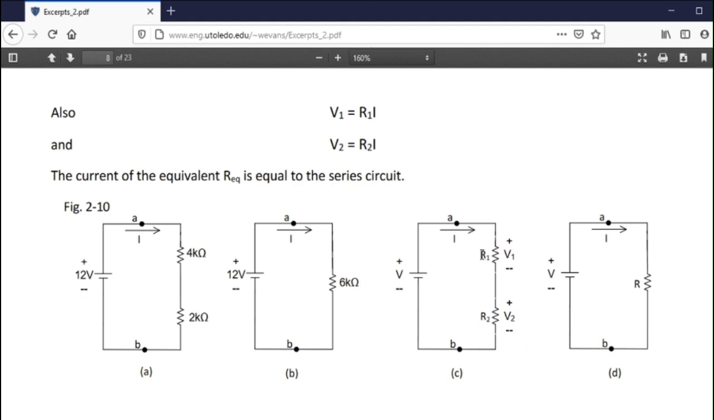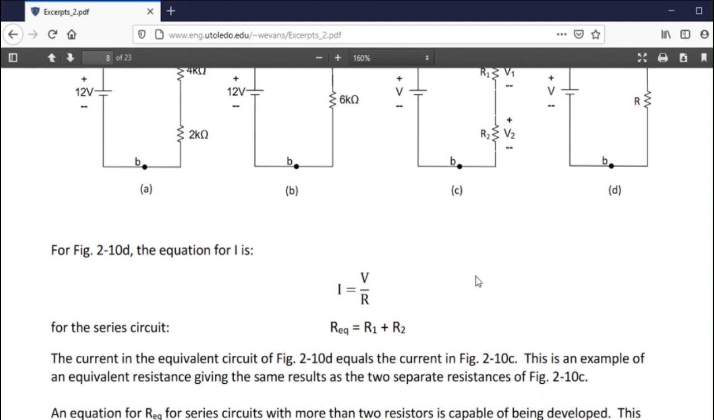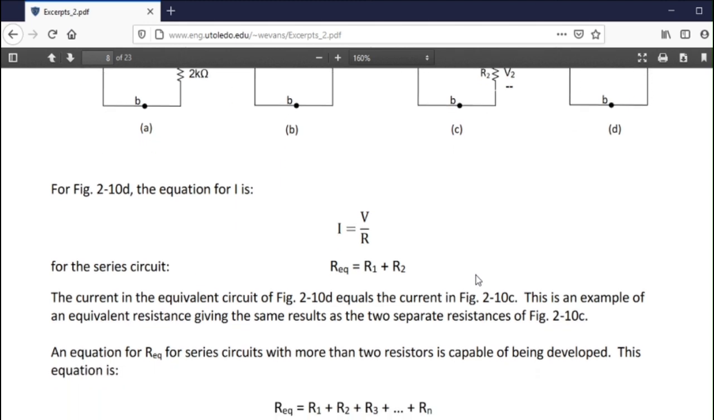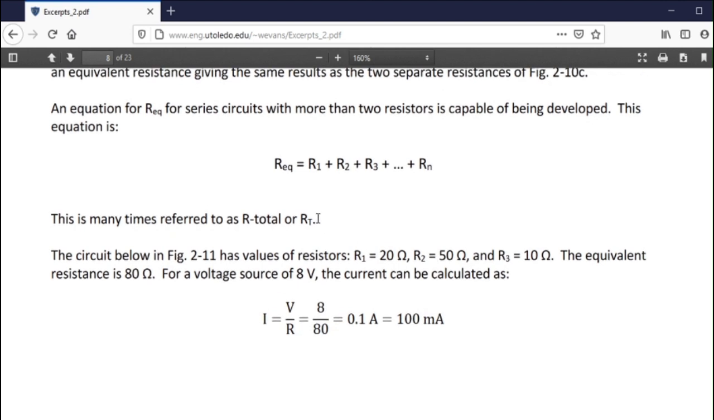In general, you can say R1 plus R2 equals R, and we call it R equivalent. So this R equivalent right here is equal to R1 plus R2. In general, R equivalent is the sum of all the resistors in the string. It's called RT, or R total.